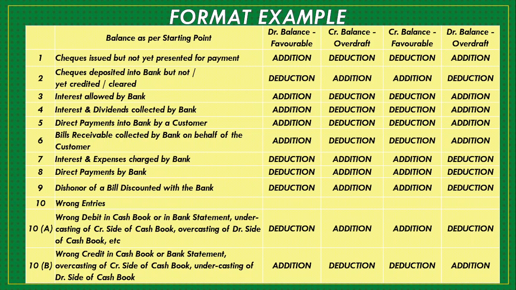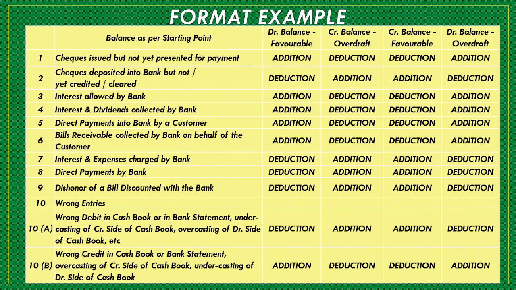The second, checks deposited into the bank but not yet cleared or credited. Debit balance favorable, if you have, then you have to deduct. Credit balance overdraft, it will be addition. Credit balance favorable, it will be addition. Debit balance overdraft, it will be deduction.